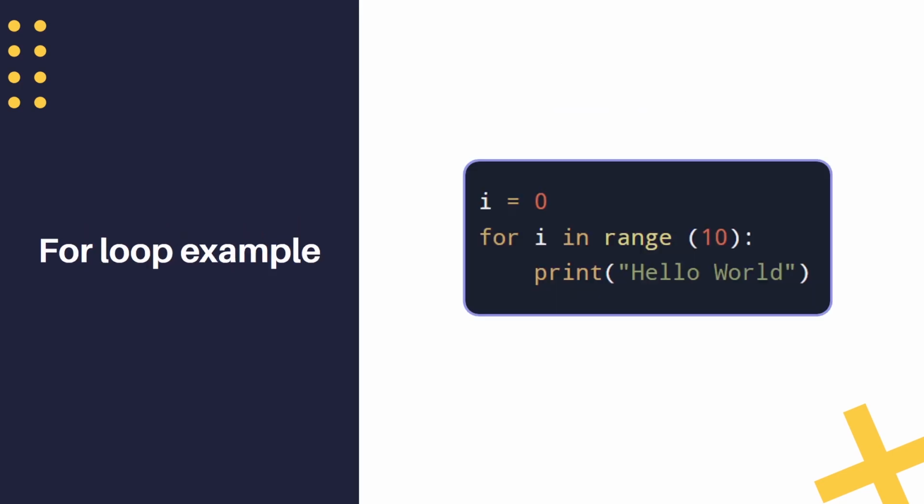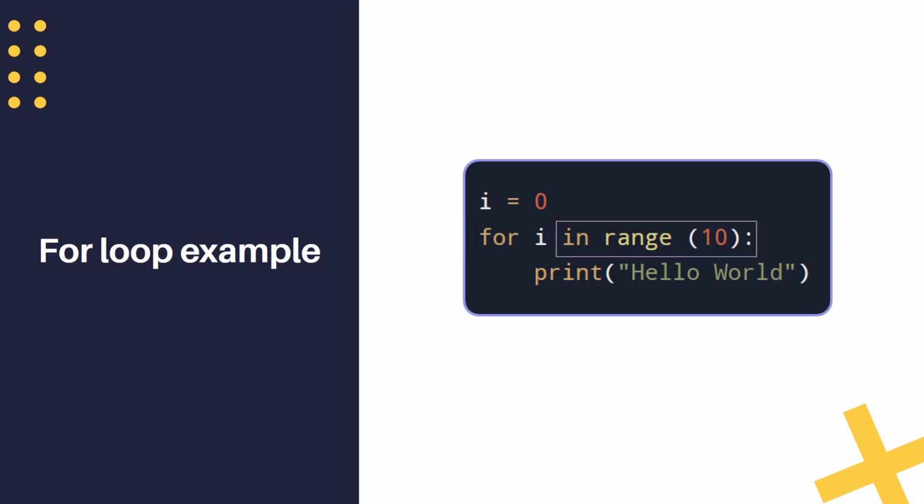Now here is a basic example of a for loop. In the first line of code, we initialize the counter, which is i, and i equals 0. So we essentially start the counter at 0. We then specify the for keyword as well as the counter, which is i. Next, we move on to say in range(10).